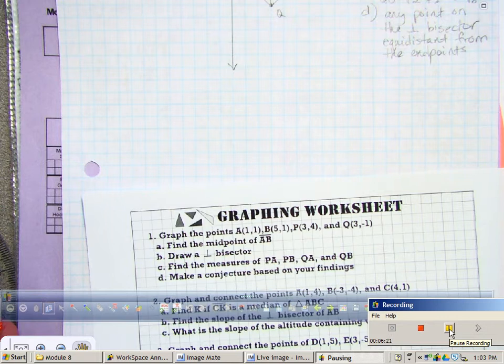So number 2, graph and connect the points A, B, and C. Do you see where you should have at least had A, B, and C? You're all capable of doing that, right? All right, so I'm going to make myself another graph.